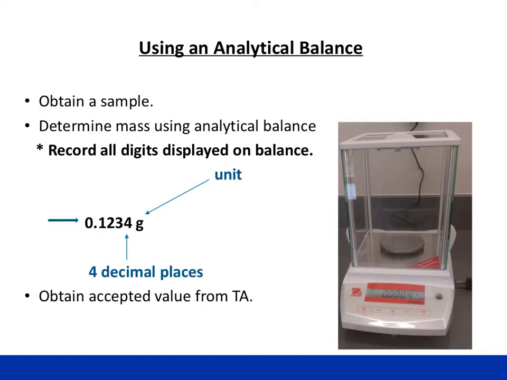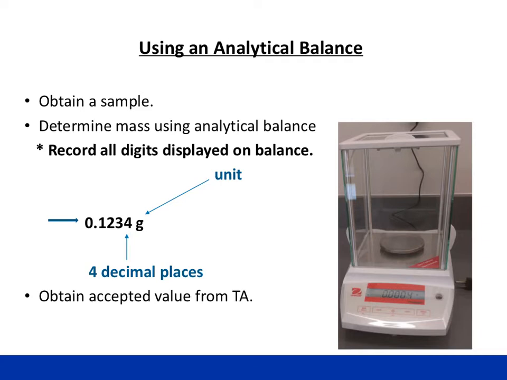When using an analytical balance, you're going to want to obtain some kind of sample. That sample you're going to want to first place in a weigh boat before measuring its mass on the analytical balance. When you determine the mass, you're going to need to record all of the digits that are displayed on the balance. If you notice in the balance in the picture, it runs out to 4 significant figures. You're going to want to make sure you write down all of those digits in the lab notebook.